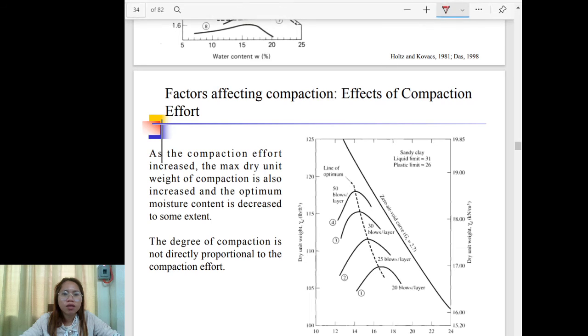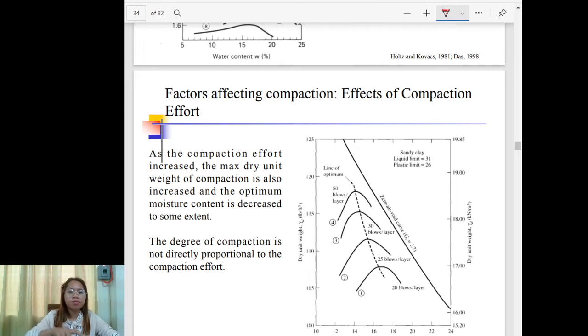Another factor affecting the compaction is the compactive effort, or compaction effort. As the compaction effort increases, the maximum dry density is also increased, and the optimum moisture content is decreased to some extent.